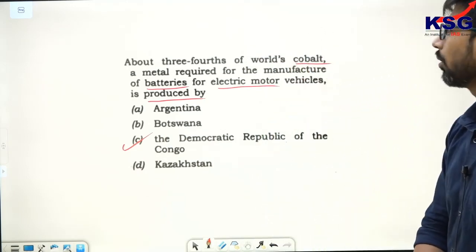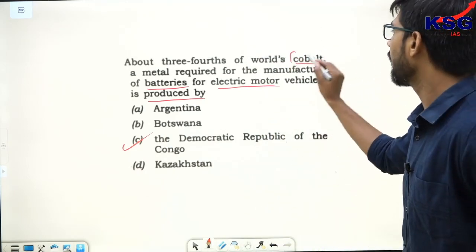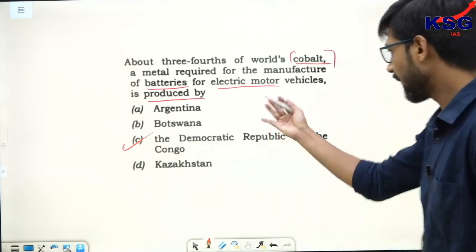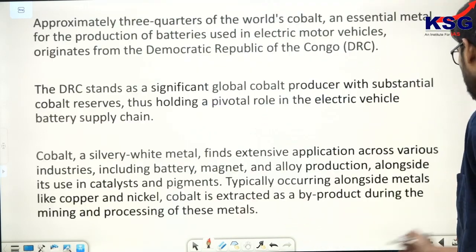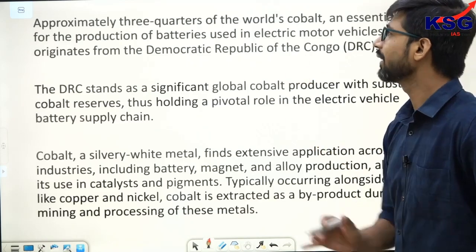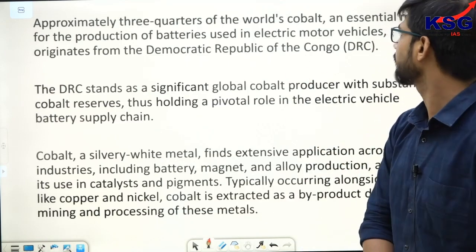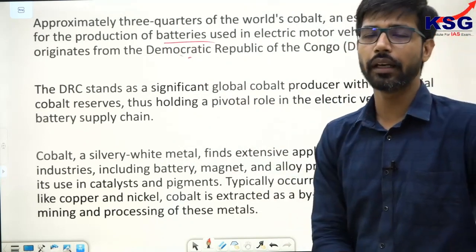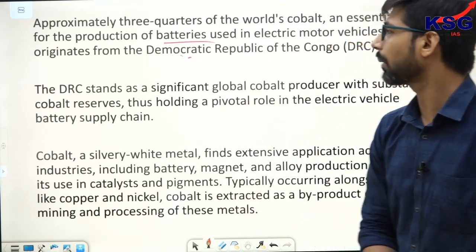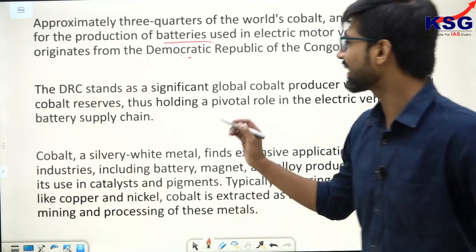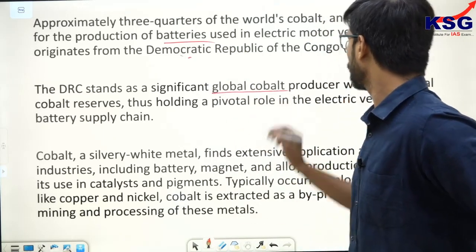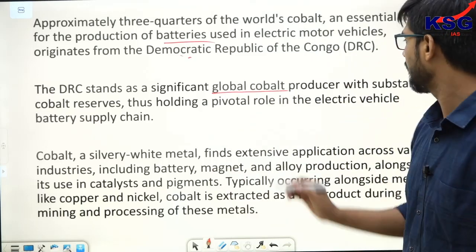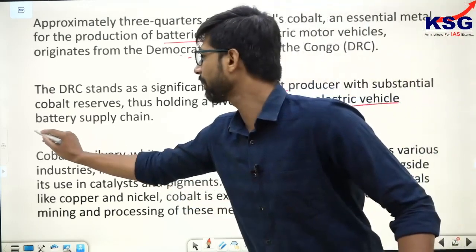Democratic Republic of Congo has 3/4 of the world's cobalt, which is a metal required for manufacture of lithium-ion batteries. That is why it has been in the news of late. Let's learn more about cobalt. Approximately 3/4 of the world's cobalt, which is essential for the production of batteries used in electric motor vehicles, originates from the Democratic Republic of Congo. The DRC stands as a significant global cobalt producer with substantial cobalt reserves and thus holds a very pivotal role in the electric vehicle battery supply chain.